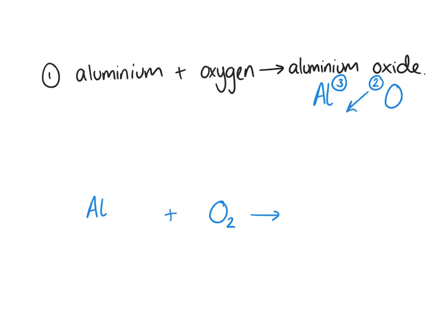So we swap and drop, and we get the formula of Al2, the 2 has swapped over from the oxygen, O3. And we write those numbers down at the bottom and without circles. Okay, so I'm ready to put that into my equation, Al2O3.